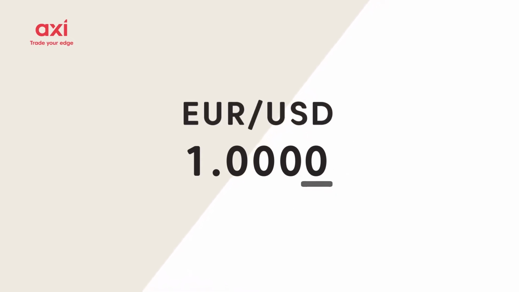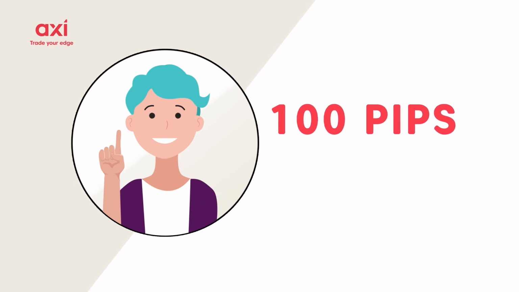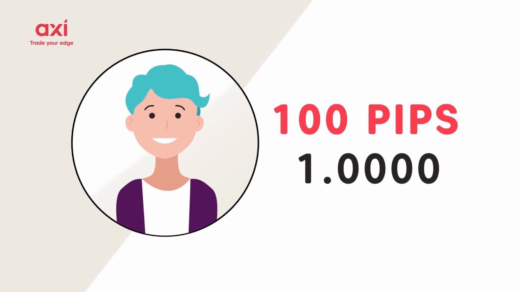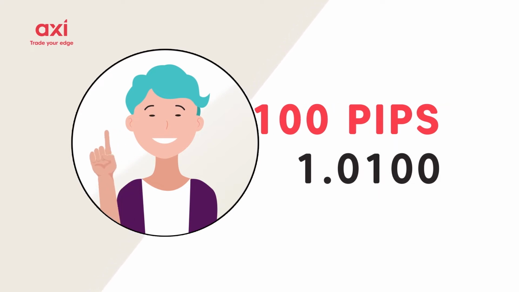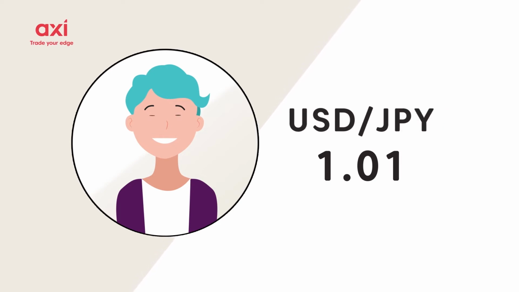For example, if the value of a currency changes from 1.0000 to 1.0001, the price has risen by 1 pip. So, for our trader who made 100 pips on their trade, the price would have moved from 1.0000 to 1.0100. As a general rule, pips refer to the fourth decimal point. But watch out when trading the Japanese yen, where pips represent the second decimal.